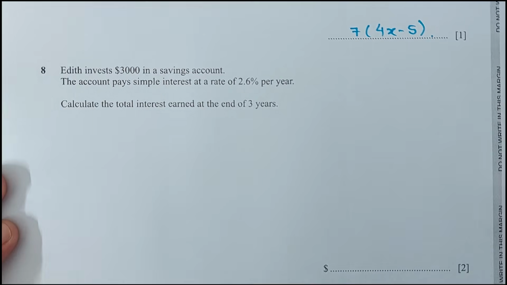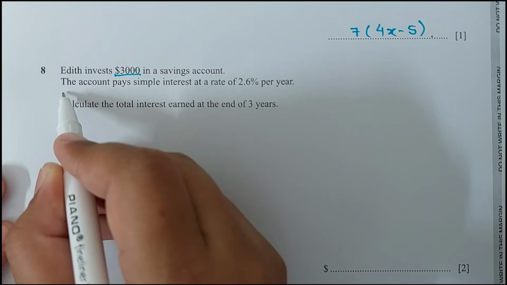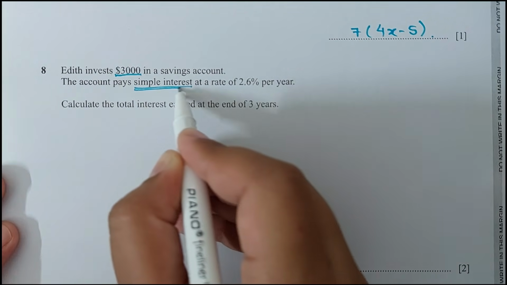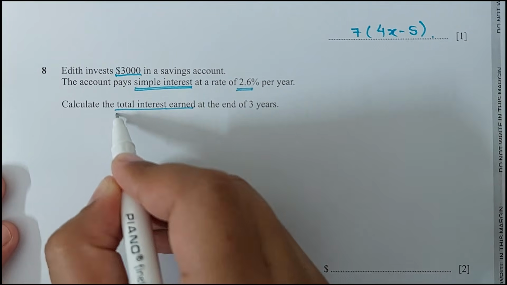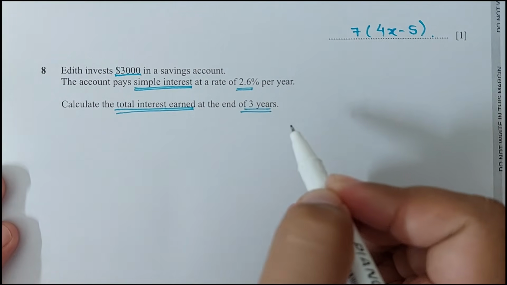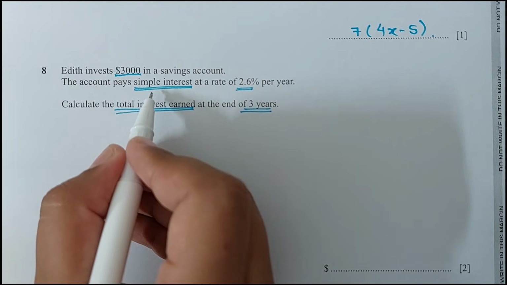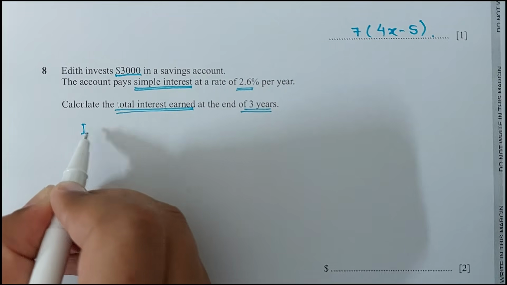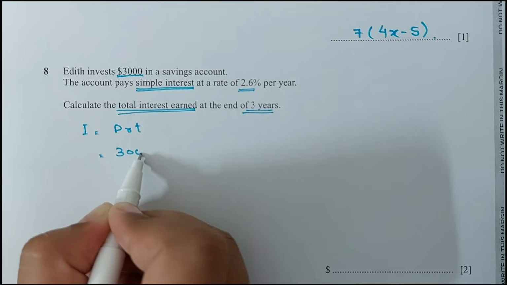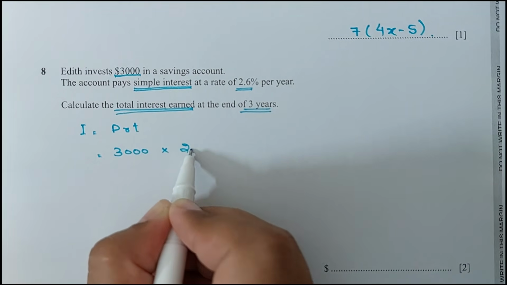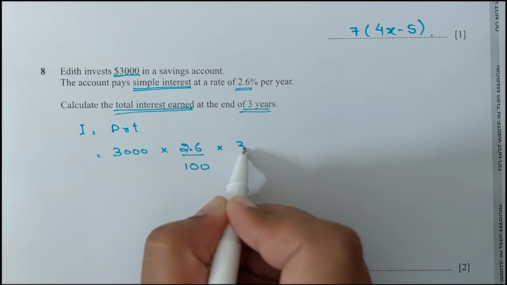Question number 8. Edith invests $3,000 in a savings account. This is the investment. The account pays simple interest at a rate of 2.6% per year. Calculate the total interest earned at the end of 3 years. So we have to just figure out the total interest earned. So in simple interest, the total interest earned formula is I equals PRT. So P is the investment, R is the interest rate, 2.6%. So to get rid of percent, I divide it by 100, and T is the number of years.